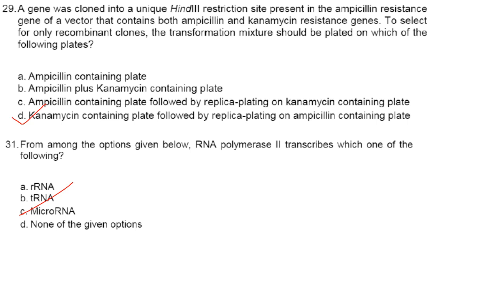Recombinants will survive on kanamycin plates. These recombinants are further checked for the presence of the gene of interest by plating on ampicillin plate. Recombinants will die on ampicillin plate. Then you compare it with the master plate, and you can check which of these were the ampicillin sensitive colonies, that will be your recombinants. So the answer is option D.